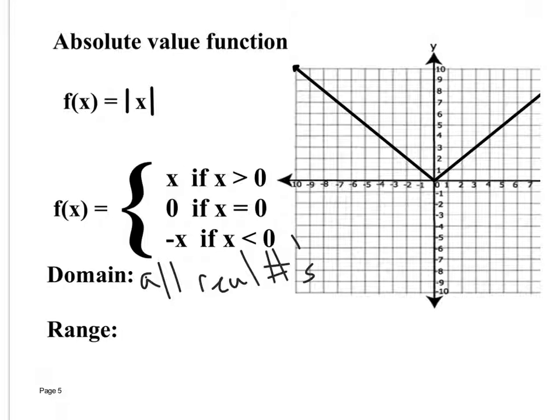But no matter what I plug in for x, my range is always going to be what? Not integers, okay? Because look, if I plug in 0.5, what's the absolute value of 0.5? 0.5, right? Is 0.5 an integer? No. The range is all positive numbers.